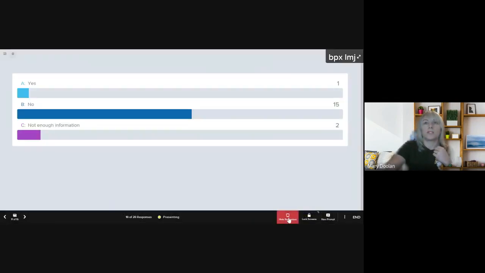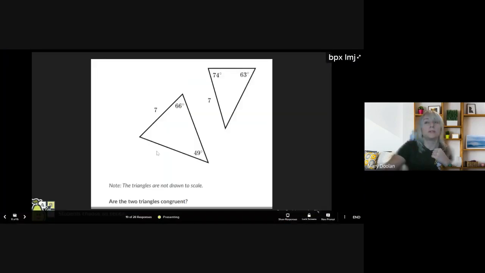All right, let's see what you guys came up with. Most of you said no. No is correct. So just look at these angles here. We have 66 degrees and 49 degrees. Over here, we have 74 degrees and 63 degrees.